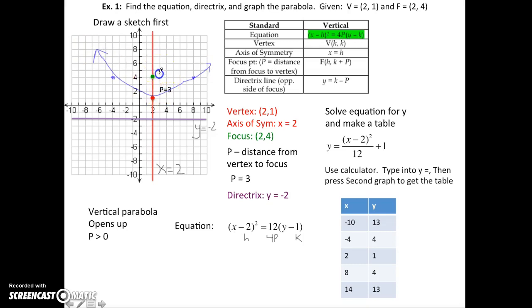The final two things you need to label on your graph are going to be the focus, so 2, 4, and the vertex, which is at 2, 1. So by the end you should have the vertex, the focus, the directrix, the axis of symmetry, all of those 4 need to be labeled, and a couple points plotted using your table.